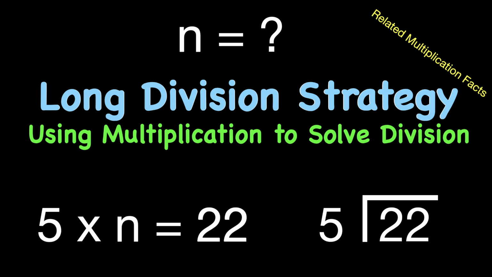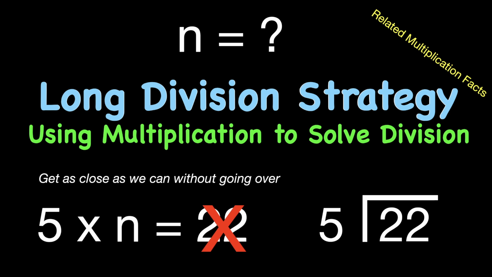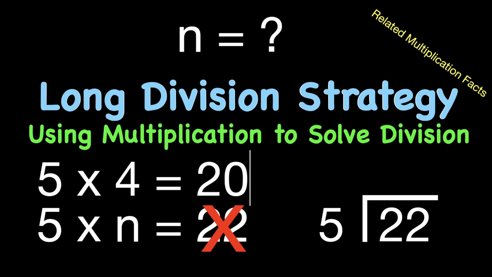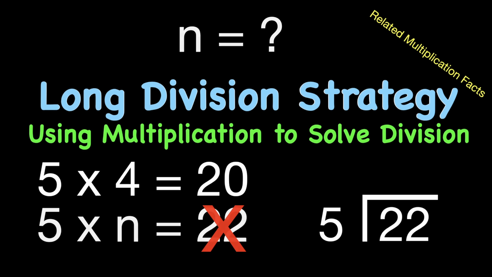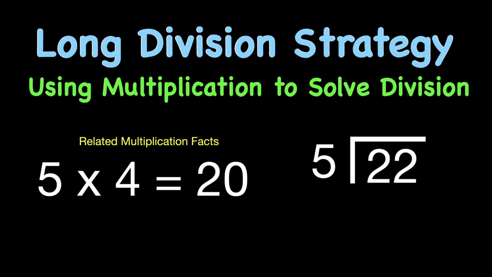This is where it gets tricky because with division, you don't always have an exact answer. In this case, we cannot multiply 5 by any number and get exactly 22. But we can try to get as close as we can without going over. Well, that fact would be 5 times 4 equals 20. That information we can use. That is a related multiplication fact. We can use the 4, we're going to put that on top, and 5 times 4 equals 20. 20 was as close as we could actually get.